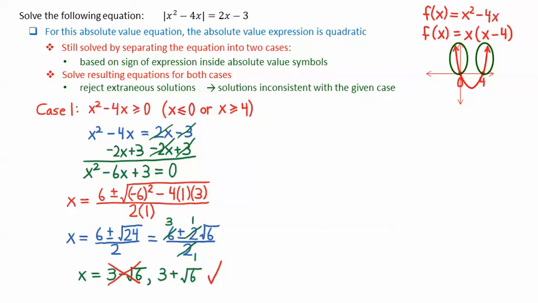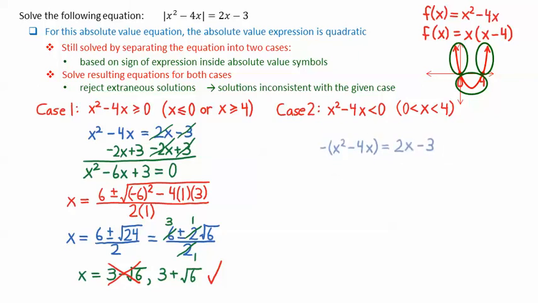We then move on to case 2. For case 2, it corresponds to x squared minus 4x less than 0. Looking again at the graph, this corresponds to x values between 0 and 4, 0 less than x, less than 4. For this case, we change the absolute value of x squared minus 4x to negative x squared minus 4x, and we still make this equal to 2x minus 3.